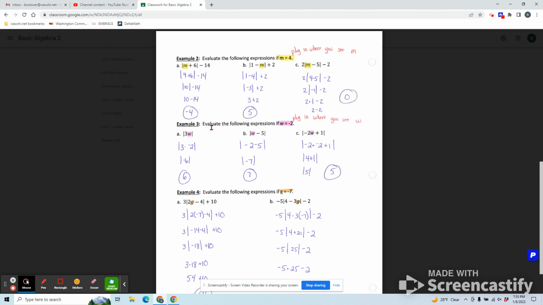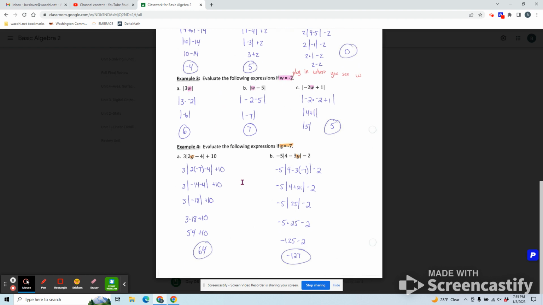So example 3, it says evaluate the following expression if w equals -2. So anywhere I see a w, now I'm plugging in -2, and then I'm performing whatever operations I need to. Remember, you do everything inside the absolute value bars first. Then you can do anything else that's out there. And then the same thing with the last one.